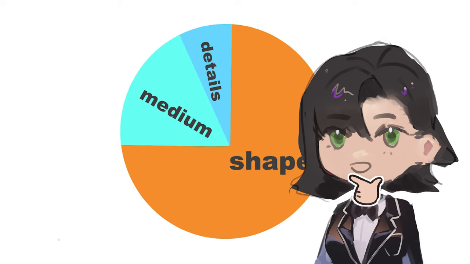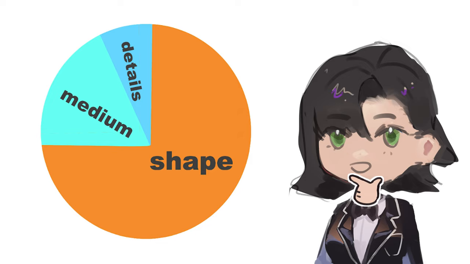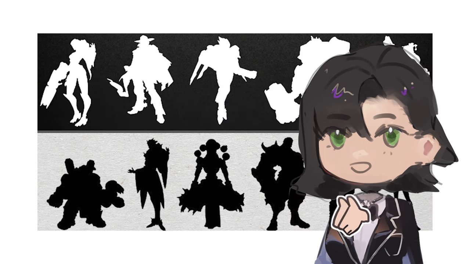Let's look at this pie chart. Technically, you want to focus on the biggest shape as much as possible. An example of this is when a pro artist starts their painting with a silhouette. Your art skills are probably around here, so you can't really wing any shape from memory.